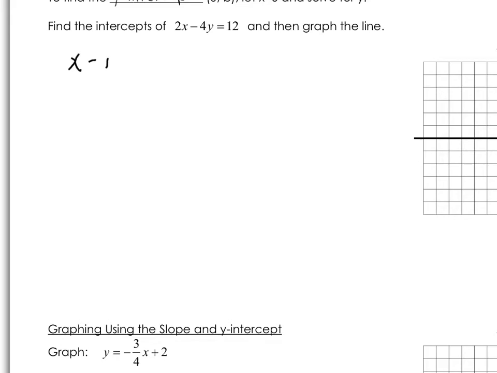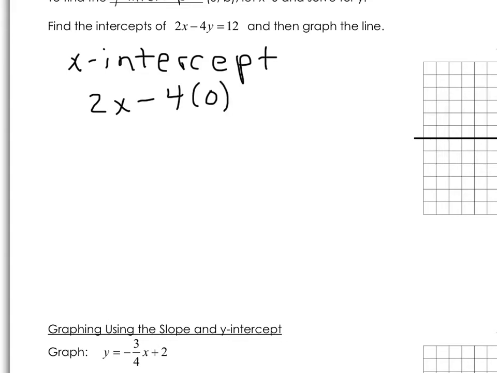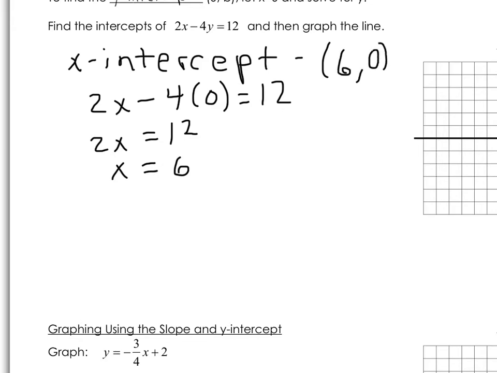x-intercept, we will let y equal 0. 2x minus 4 times 0 equals 12. 2x equals 12. x equals 6. So the x-intercept is the point (6, 0).